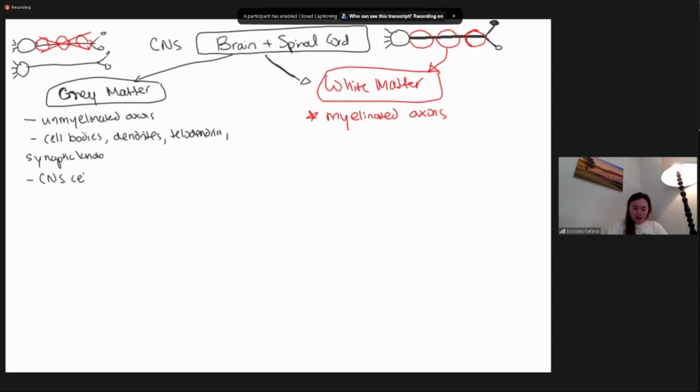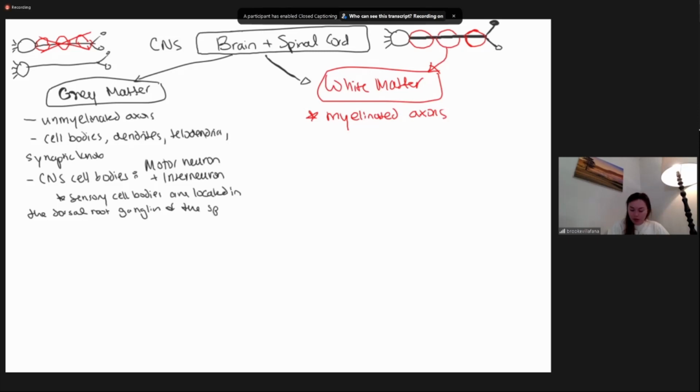So CNS cell bodies. You are still getting into all this, so I'll just remind you of what those are. There's the motor neuron and the interneuron. The sensory cell bodies are located in the dorsal root ganglion of the spinal cord, and they are unipolar cell bodies. I'm just telling you again so that you can know. This means that they are PNS, they're in the peripheral nervous system. They are not gray matter.